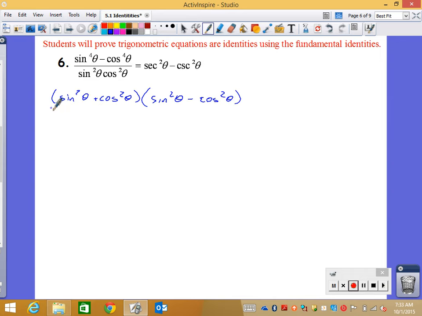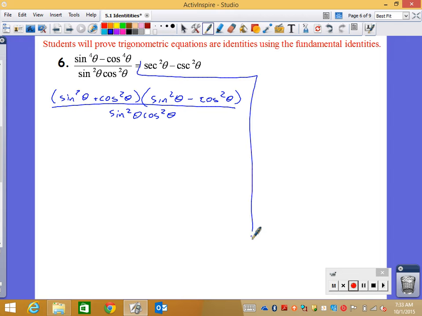all over sine squared theta cosine squared theta. My line's going to go there. Now remember, sine squared theta plus cosine squared theta is just 1, using my Pythagorean identity. So let's rewrite what we have: sine squared theta minus cosine squared theta, all divided by sine squared theta cosine squared theta. Notice what we have on the right-hand side: two terms, secant squared minus cosecant squared.